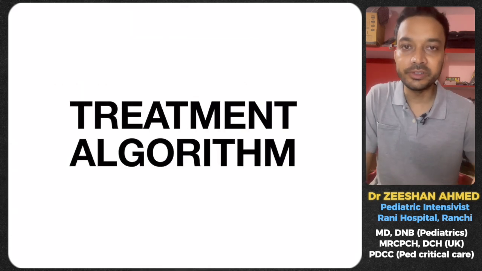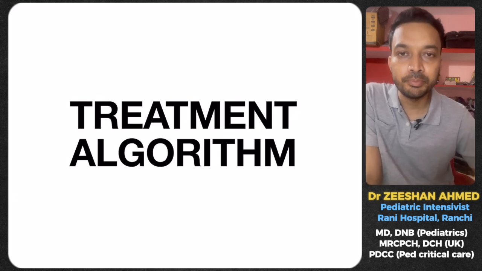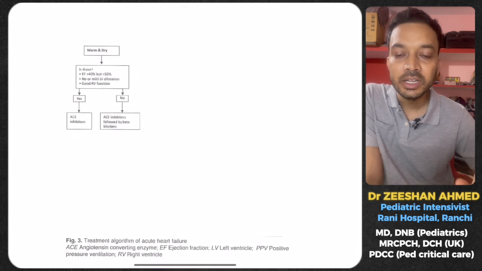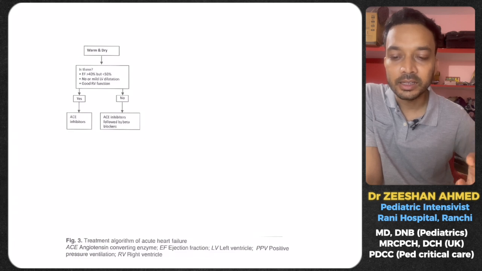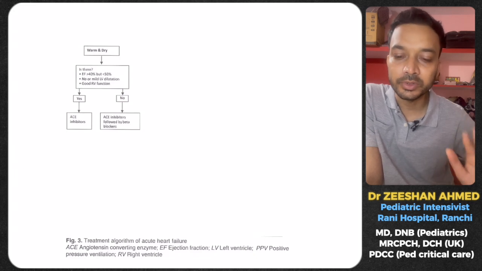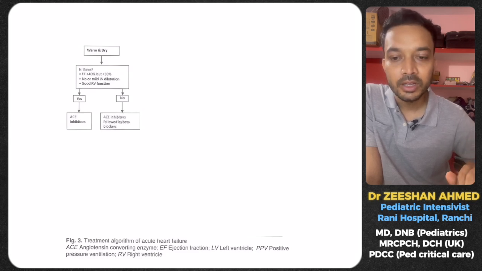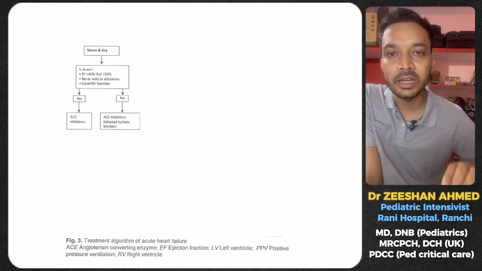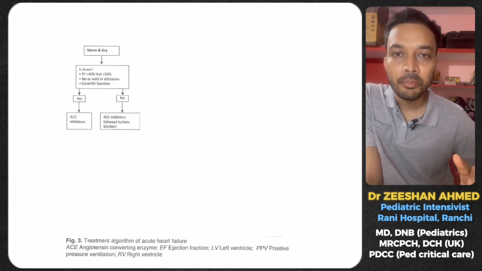So there is a very beautiful treatment algorithm given in the AIIMS PICU protocols. That is what I am going to show you now. So here it is. If the type is warm and dry, then we ask 3 questions, like whether the ejection fraction is greater than 40%, and there is no or mild left ventricular dysfunction, and good right ventricular function. If all these criteria are fulfilled, then we'll add ACE inhibitors like enalapril. But if these conditions are not fulfilled, we will add ACE inhibitors plus beta blockers.